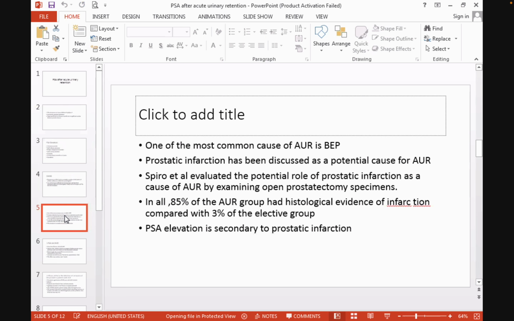One of the most common causes of acute urinary retention is benign enlargement of the prostate, and prostatic infarction has been described as a potential cause for acute urinary retention. Spiro et al. evaluated the role of prostatic infarction as a cause of acute urinary retention by examining open prostatectomy specimens. In all, he found 85% of the AUR group patients had histological evidence of infarction compared with 3% of the elective group. And PSA elevation in acute urinary retention is also secondary to the prostatic infarction.